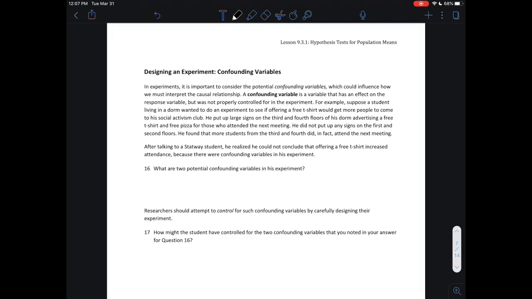So he couldn't conclude that offering a free t-shirt increased attendance. What else could have increased attendance? Well, one easy thing is, what else was he actually giving away? Free pizza. The other confounding variable could be where he was putting up these signs. He was just putting up signs on the third and fourth floors. He did not put up any signs on the first and second floors. So why did he notice that more students were coming from the third and fourth floors? Because he only put signs up on those floors.